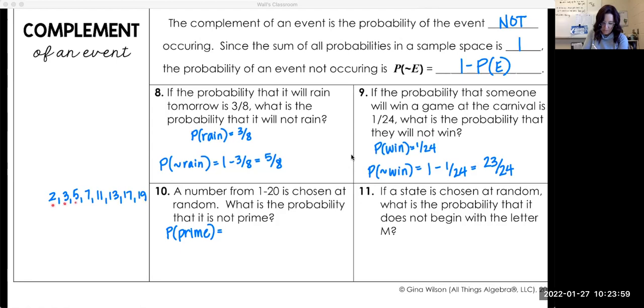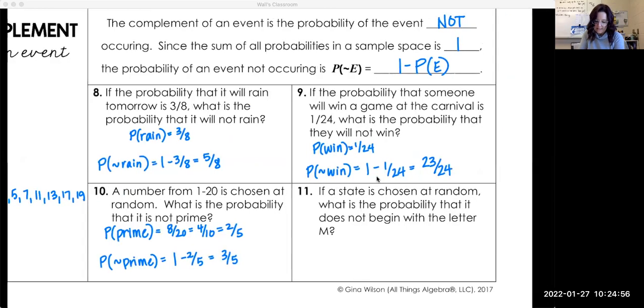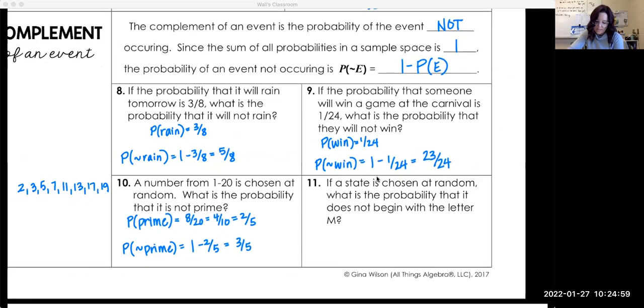That gives us 1, 2, 3, 4, 5, 6, 7, 8 prime numbers between 1 and 20. So the probability it is prime is 8 out of 20, or 4/10. That can be reduced even further to 2/5. If the probability of a prime is 2/5, the probability that a number is not prime would be 1 minus 2/5, which is 3/5.